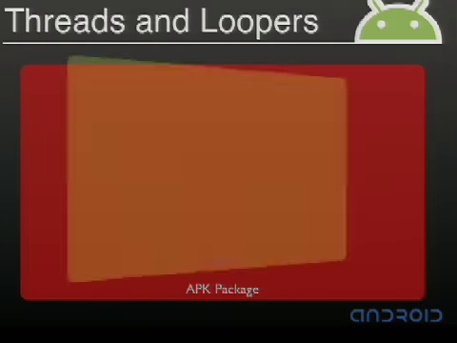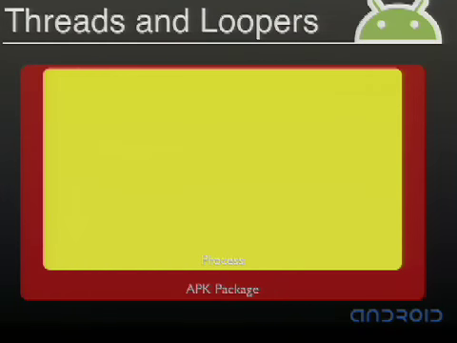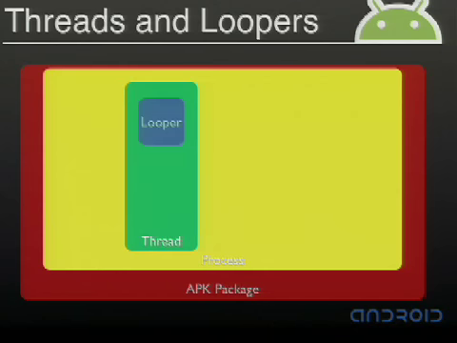So here we have our package. This is, again, the .apk file that we install, and it comes with a process. And as I said, that process by default has one thread. Within that thread, we have a looper, and the looper is essentially the sole owner of this message queue.